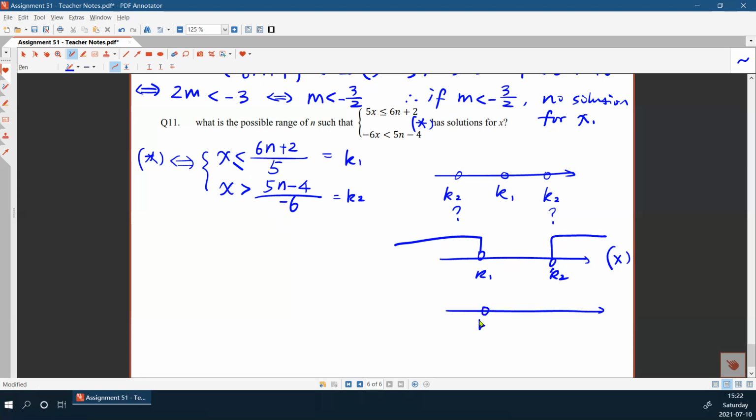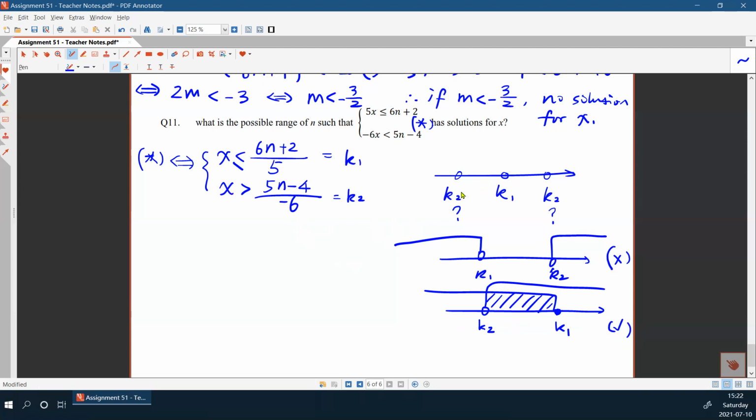Whereas if K2 is to the left of K1, the system says x must be smaller than or equal to K1. And x must be greater than K2. So is there any overlapped area? Of course, here is your solution, right? So in this situation, there does have a solution for x.